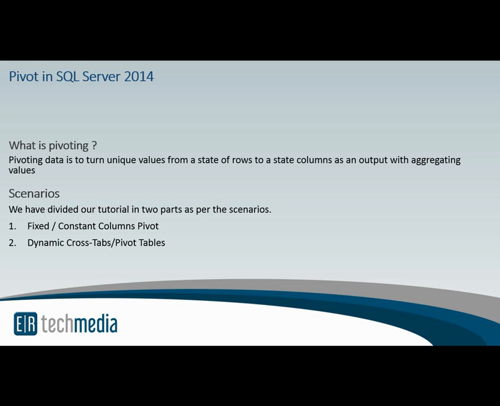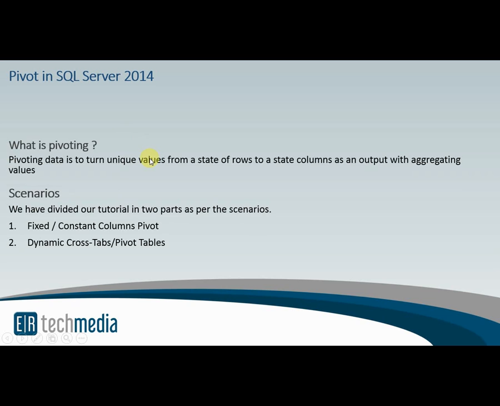The basic and simple definition of pivoting is to turn unique values from a state of rows to a state of columns as an output with some aggregating values. Basically, it helps you get a cross-tab report in results as an output. We have two scenarios. First is where we implement pivoting on fixed or constant columns, and in the second scenario, we generate columns dynamically. But in this tutorial, we will only talk about pivoting on fixed and constant columns.